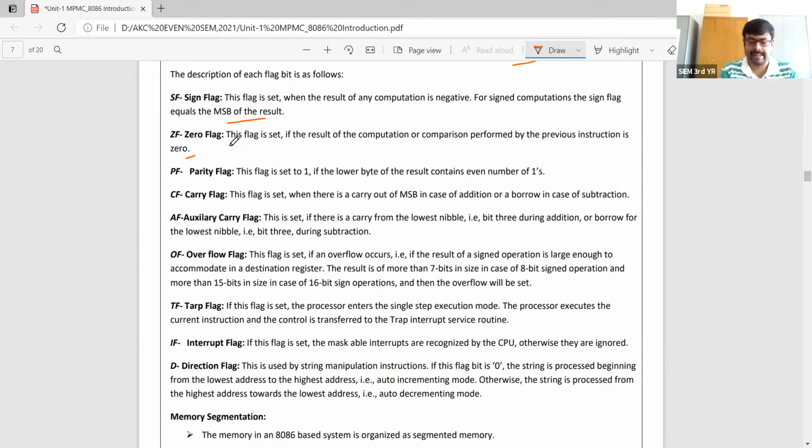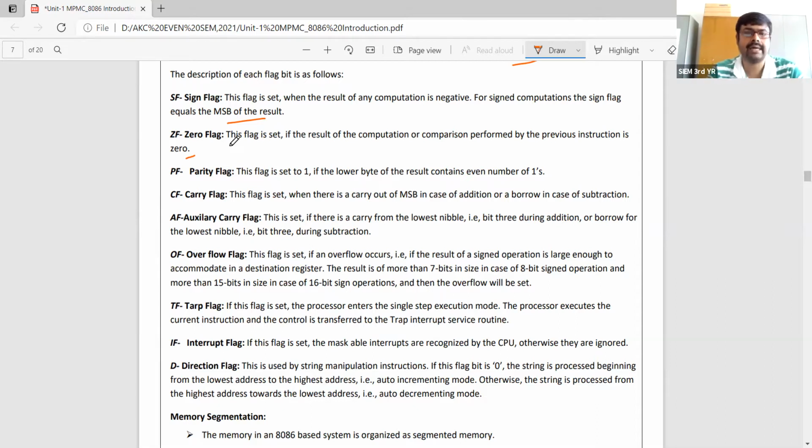Two different types of parity might be there. You have studied these things in your digital electronics. But in this case, the parity flag, the PF flag, is set to 1, that is, set to high, if the lower byte of the result contains an even number of 1s.